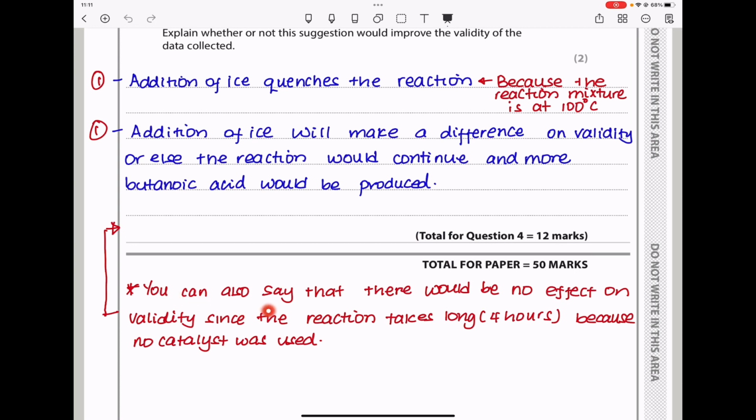Down here I said you can also say that there will be no effect on validity since the reaction takes long, which is 4 hours, because no catalyst was used. So both answers are acceptable. So this brings us to the end of question 4 as well as to the end of this paper.